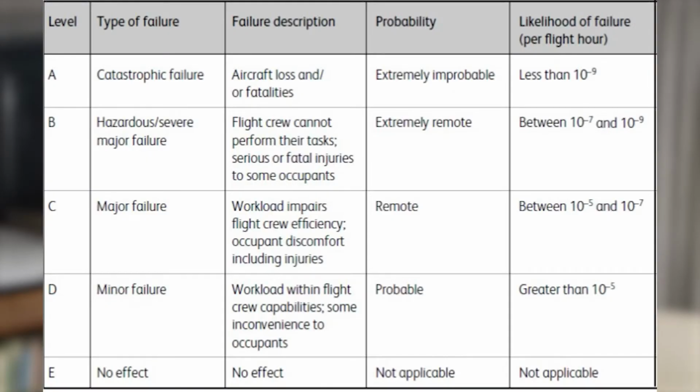But how many times could each failure happen? Well, if the failure condition is considered catastrophic, then its acceptable quantitative probability of occurring should be less than 10 to the power of minus 9 per flight hour, and its acceptable qualitative probability should be extremely improbable.